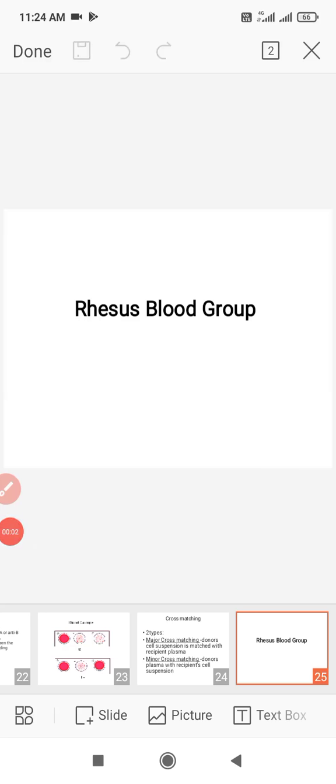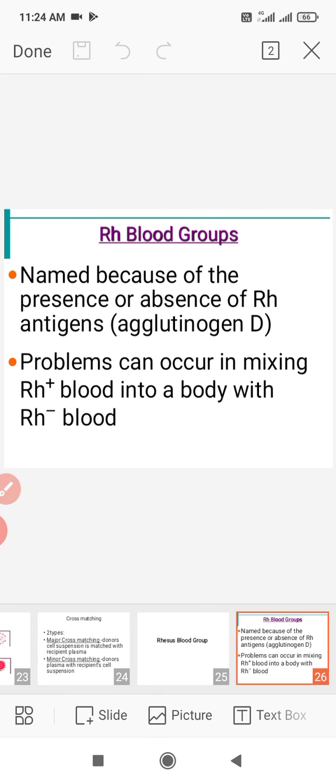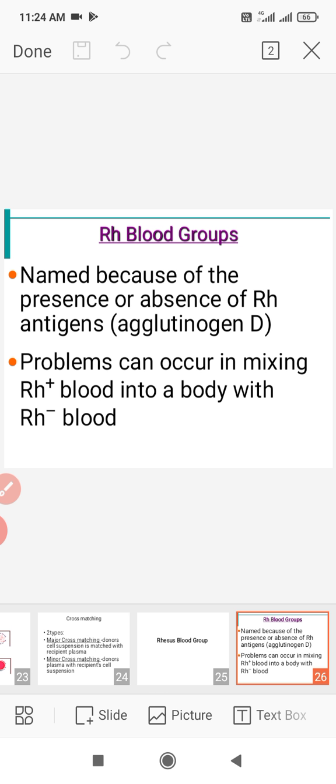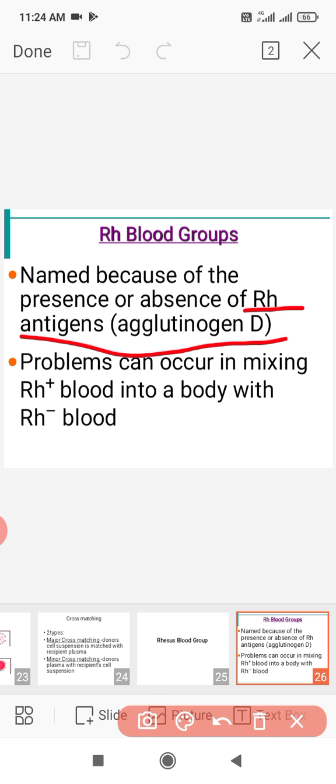Okay, so good morning. The next topic is in the blood group only. It is a continuation of blood group. So it's the RH blood group. As I told, there is the ABO system and the RH system. It is named because of the presence or absence of RH antigens. So this is the RH antigen, also called agglutinogen D.